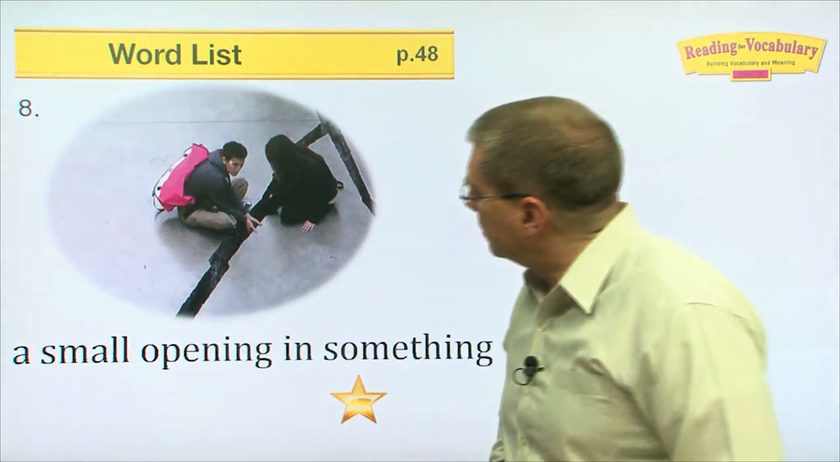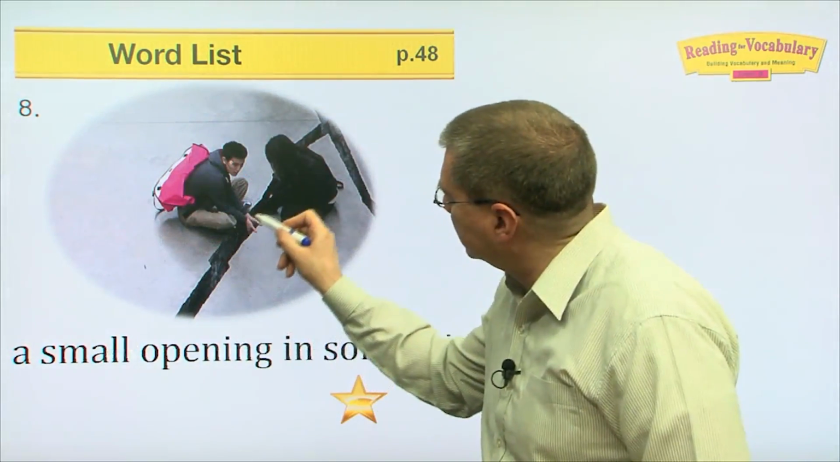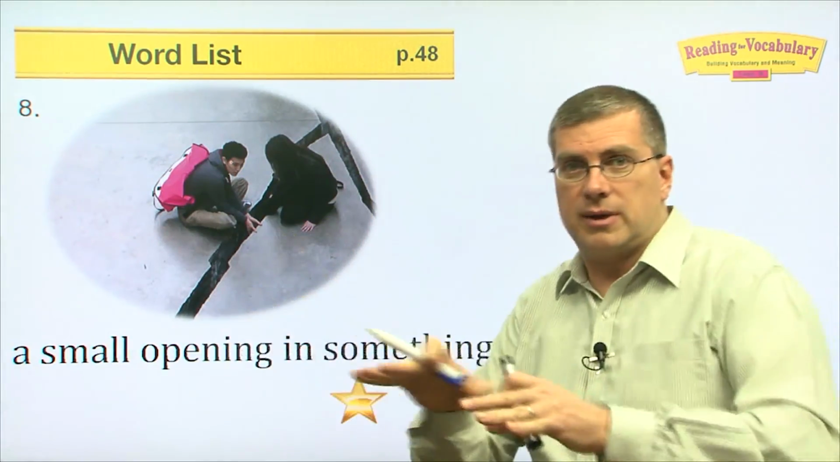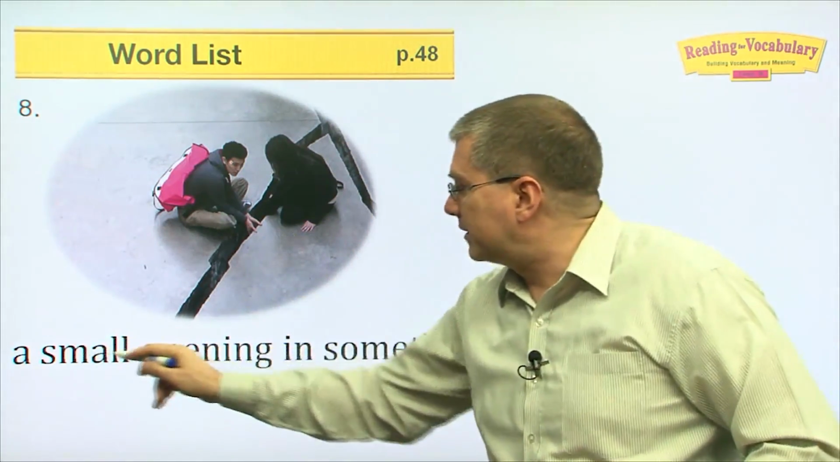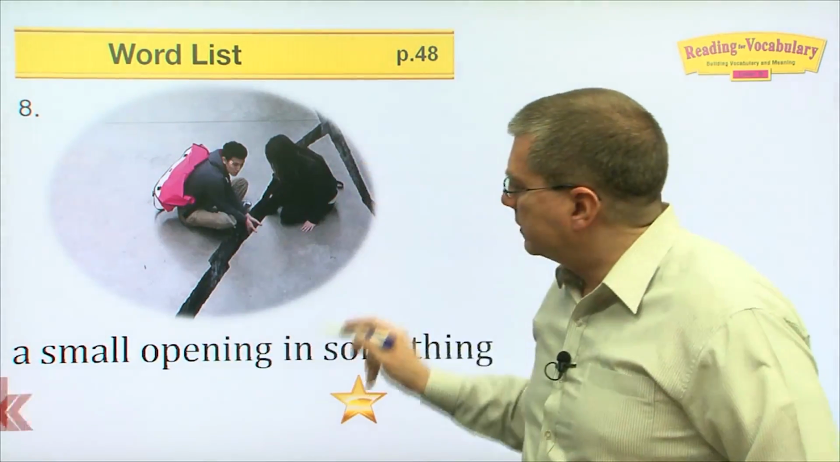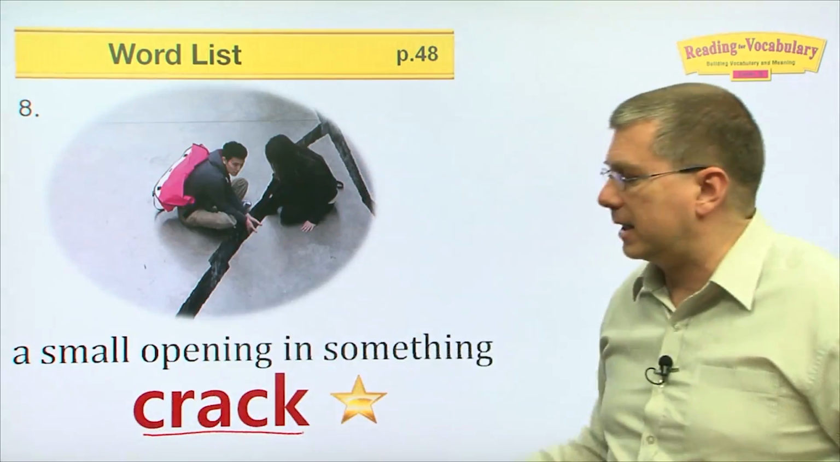Okay, next one, 8. Now, these 2 people are doing something interesting. What happened? Looks like some earthquake maybe came through. An earthquake shook the earth, and what did it do? It made small openings in something. What do we call this here? This, of course, is called a crack.